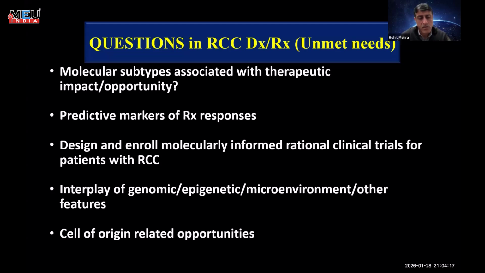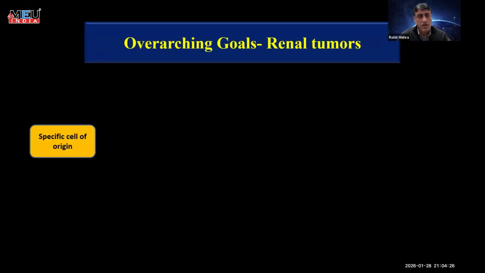What are the cell of origin related opportunities, and how does this intersect with the interplay of genomic, epigenetic, and microenvironment based features for renal cell carcinomas? I believe this is my last or second last slide.